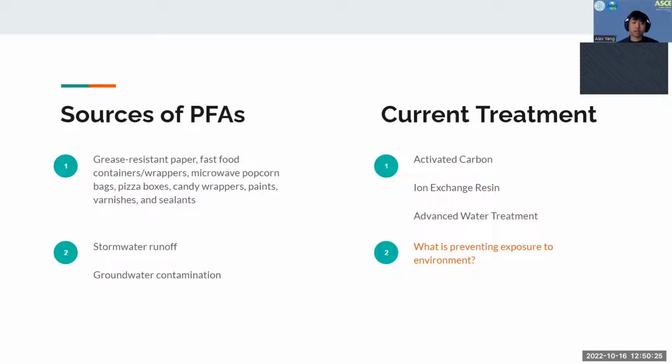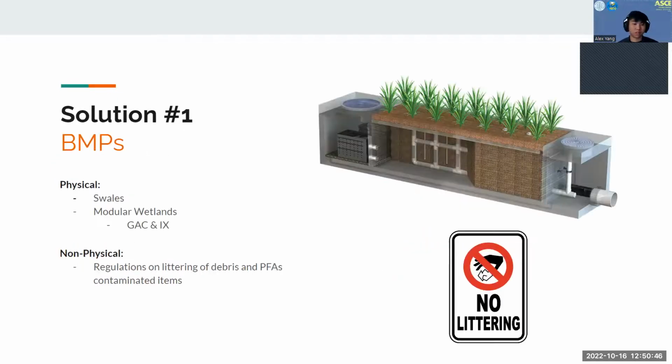Currently, most treatments of PFAS that are being implemented are for advanced purification systems to prevent exposure to humans through drinking water with activated carbon, ion exchange resin, and other alternative methods. However, this does not prevent or reduce exposure to the environment and the wildlife that can bioaccumulate PFAS, for example, fish. So what is preventing exposure to the environment? Nothing. For this, I propose two main solutions.